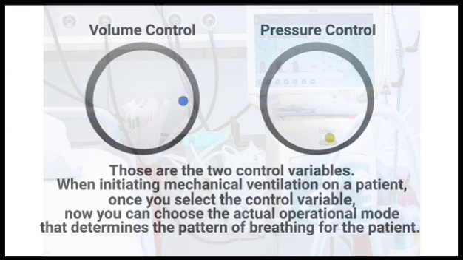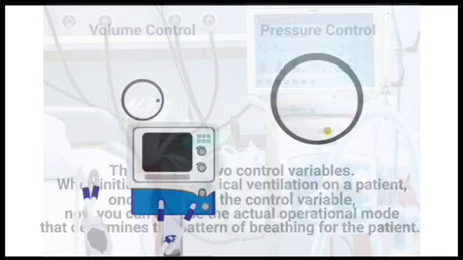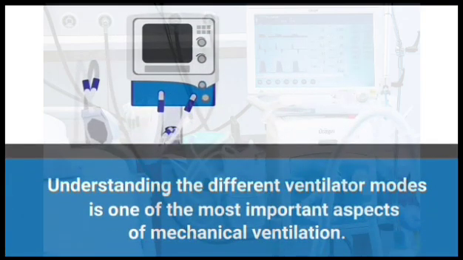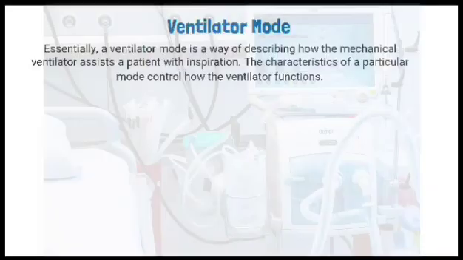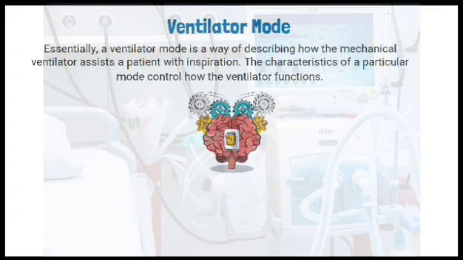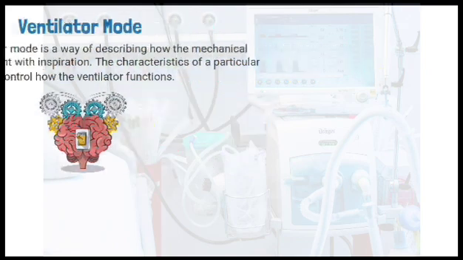When initiating mechanical ventilation on a patient, once you set the control variable, now you can choose the actual operational mode that determines the pattern of breathing for the patient. Understanding the different ventilator modes is one of the most important aspects of mechanical ventilation. The mode acts kind of like a brain for the ventilator because it tells it how to perform and operate.